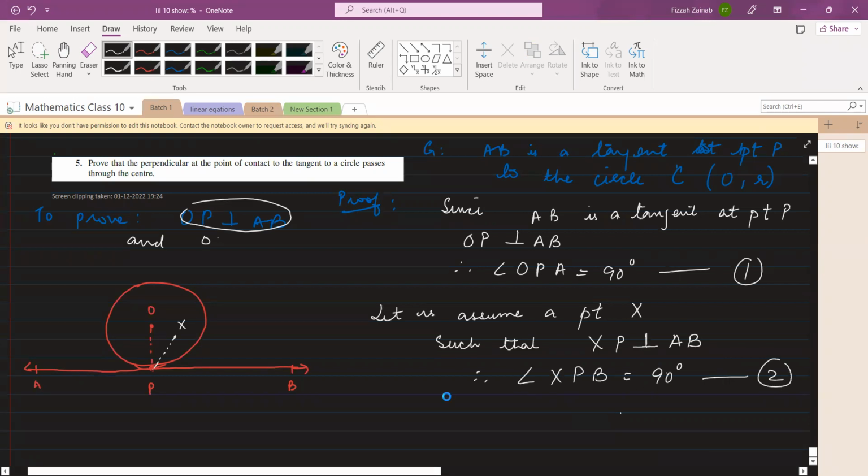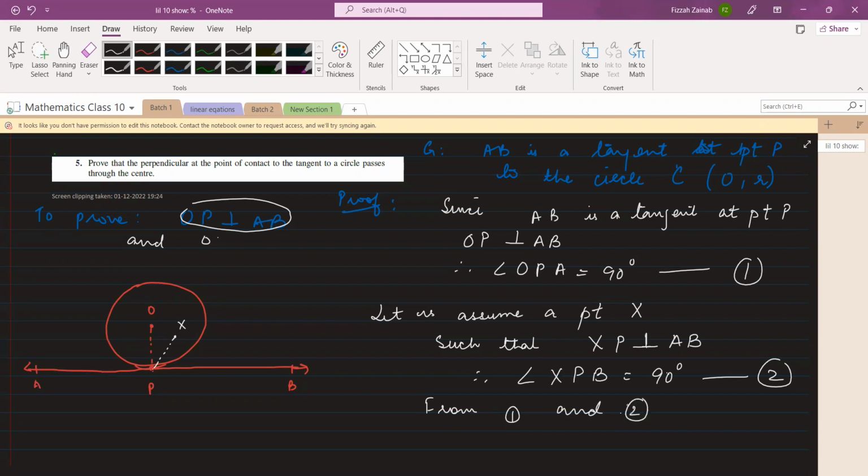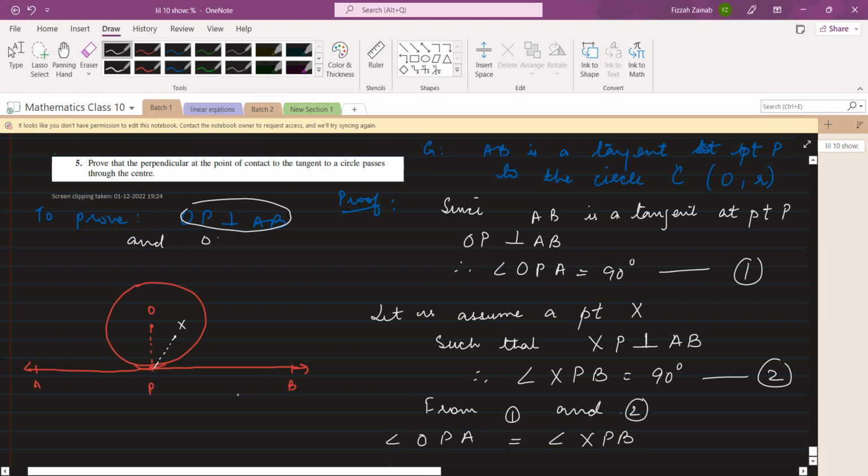Now from 1 and 2, because the right hand sides are both 90 degrees, that means the left hand side has to be equal, right? So therefore, angle OPA has to be equal to angle XPB. Now, if both the angles are equal, this is only possible when X passes through the center. Yes, Martin?